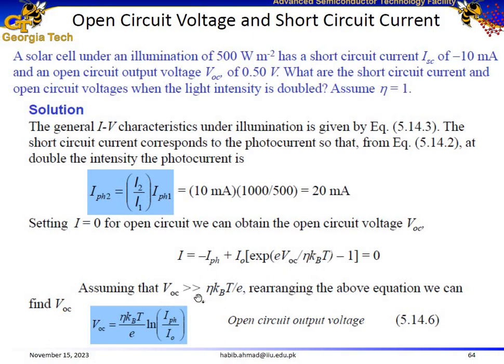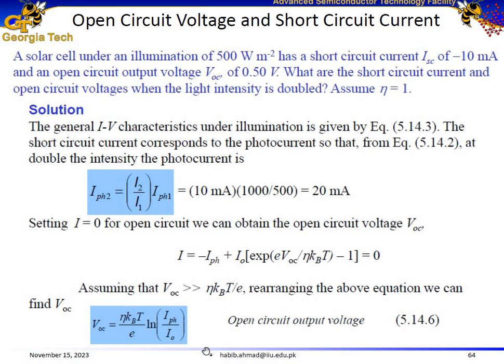We also know that VOC generally is much higher than nkBT divided by e, the charge on the electron. This has a value of 0.0259 at room temperature, and VOC in this example is 0.5, so this is much greater. So this exponential would result in a number much greater than 1. So we can ignore this 1 as well. Then rearranging this equation, we get to this form.